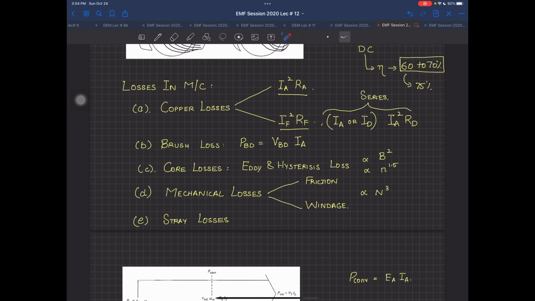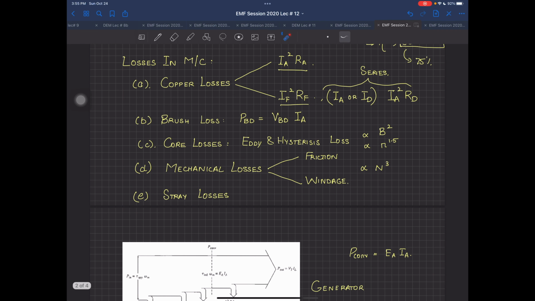The most decisive factor, as I told in the last lecture also, is that carbon brushes and this L di by dt effect are the two most notorious things for DC machines. They are responsible for DC machines now being obsolete and being taken over by AC machines, certainly the induction machine. Nowadays, almost 80 to 90% of machines in the industry have been replaced by induction machines.